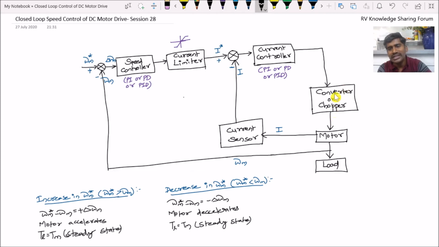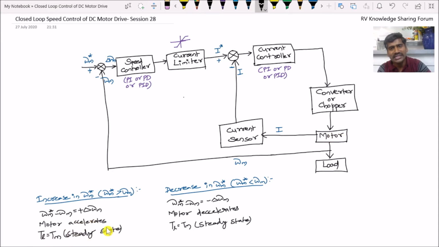Based on this converter, we receive the armature voltage at the armature terminals of the motor. Whenever the armature voltage changes, the speed also changes. So when there is an increase in speed command omega m star, this current limiter tends to saturate in the positive direction. Therefore the motor tends to accelerate and reaches the desired speed. At that point we have the steady state operating condition.